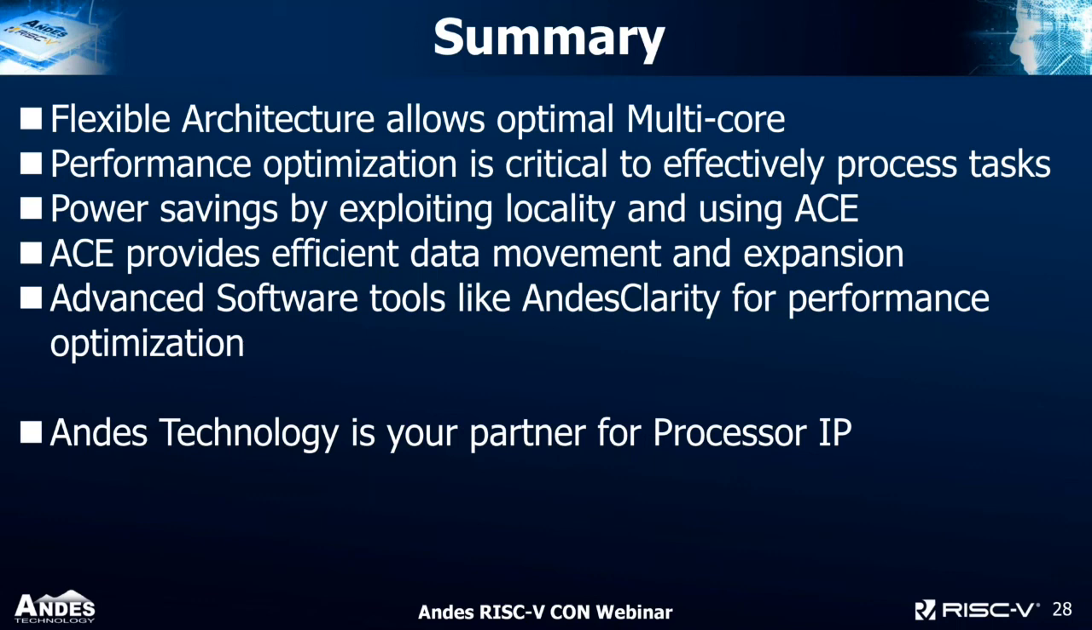And then finding advanced software tools like Andy's Clarity for performance optimization is going to be more and more important, so that you can use those 1,000 processors very effectively. If I'm using 500 processors, 100% efficient, that might provide better performance than 1,000 processors that are 50% efficient. So there's a good optimal balance of number of processors, bandwidth, and performance.